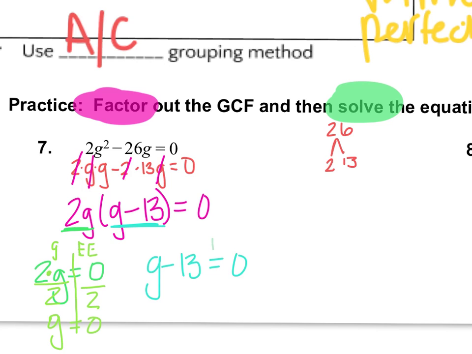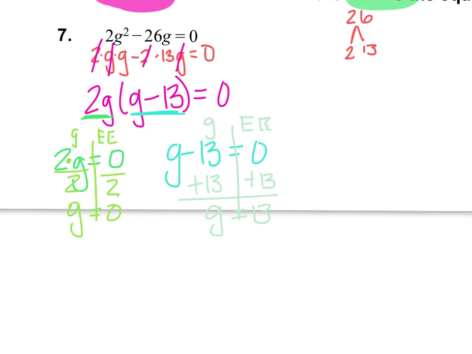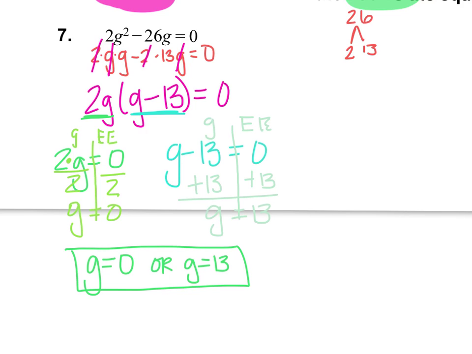And then for the second problem, I need to get g's on one side and everything else on the other. So I need to get rid of this minus 13 by adding 13 to both sides. And 0 plus 13 is going to be 13. So my answers to this problem are that g equals 0 or g equals 13. Both of these would be answers to this problem.